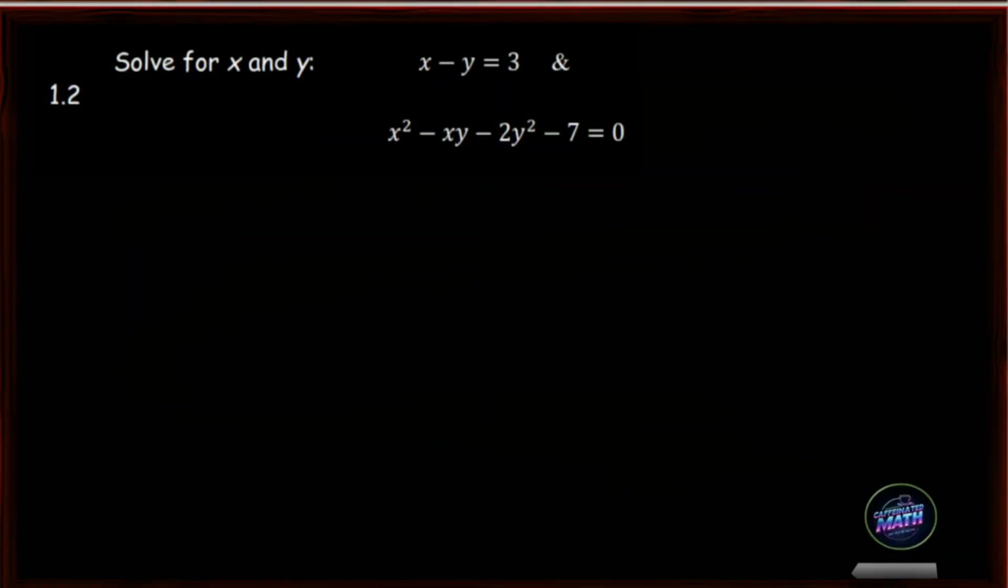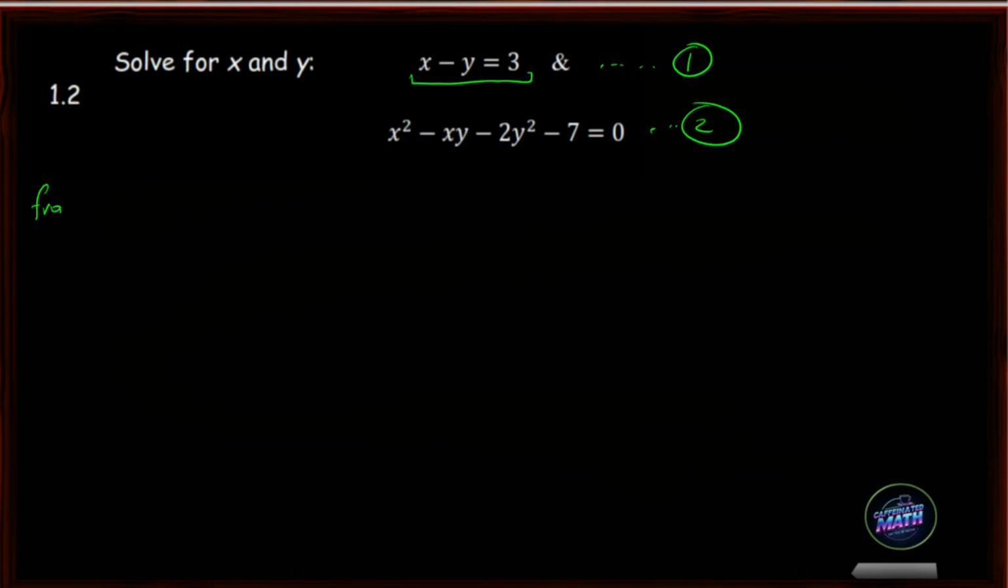Simultaneous equations. So first things first, label them. Just know what you're working with. And then attack the easiest one, which as a general rule will be some linear equation. In this case, x minus y being equal to 3.